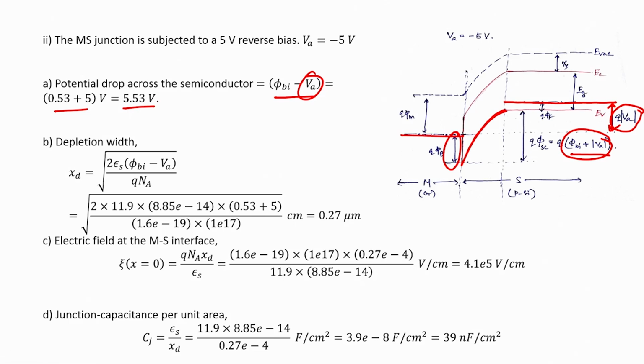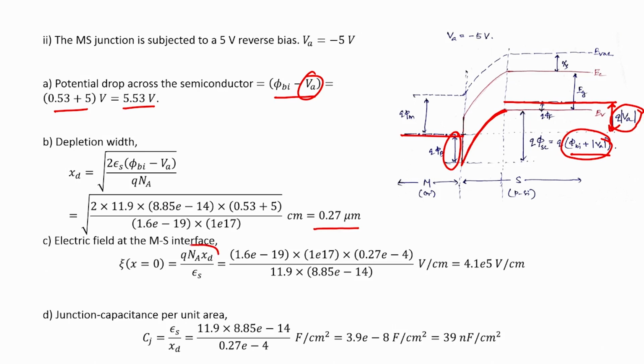Now the second is what is the depletion width. This is again straightforward, you just plug in those numbers. The expression of the depletion width is xd equal to root over 2 epsilon s times (built-in potential minus Va) by q Na. So you just plug in all the numbers given in the problem, and you will find the depletion width as 0.27 micrometer.